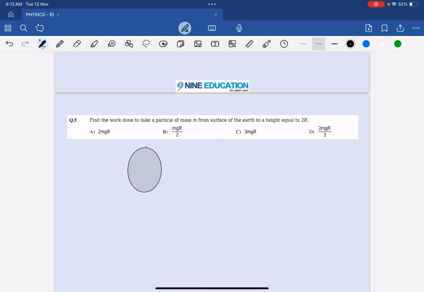And right now it is going to have some potential energy. What is the potential energy it is having? It is having potential energy minus GMm by r. What is the final potential energy it is going to have when it goes to height 2r? It will be minus GMm by 3r. So what is the change in potential energy? U final minus U initial. So it is going to become minus GMm by 3r, and it would be plus GMm by r.